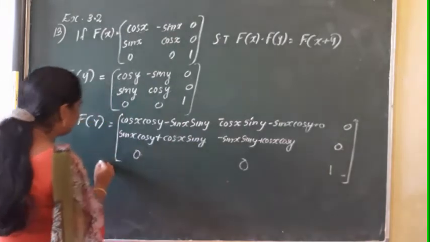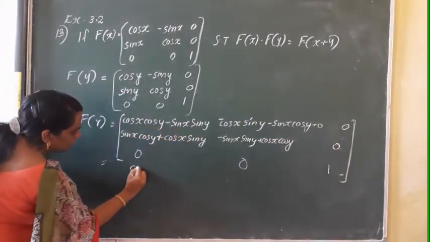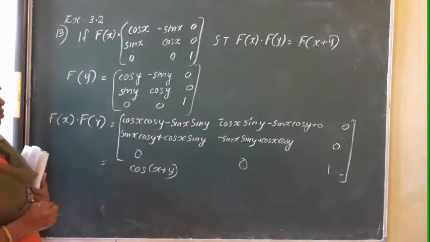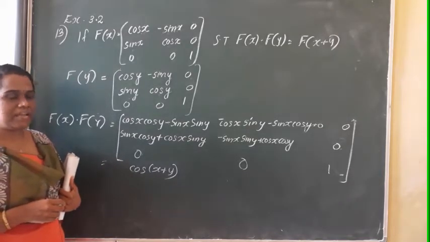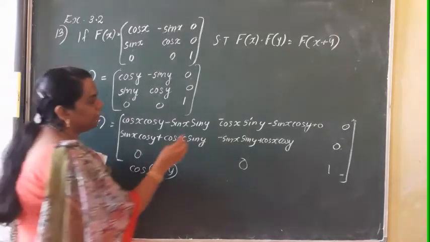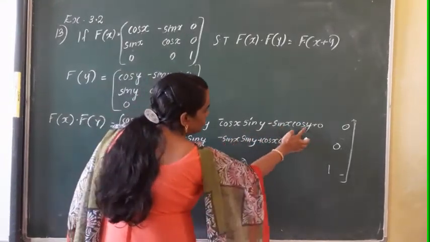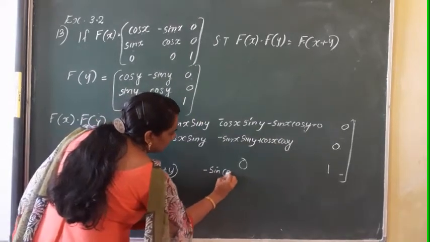Multiply this, then we can write cos x cos y minus sin x sin y. That is cos of x plus y. Isn't it? Cos x cos y minus sin x sin y. Cos a cos b minus sin a sin b is cos a plus b. Here you can take a minus sign out of this. Then it is sin a cos b plus cos a sin b. That is minus of sin x plus y.